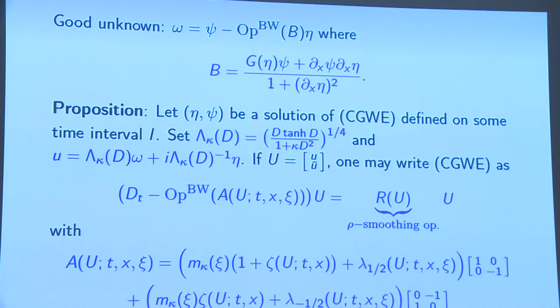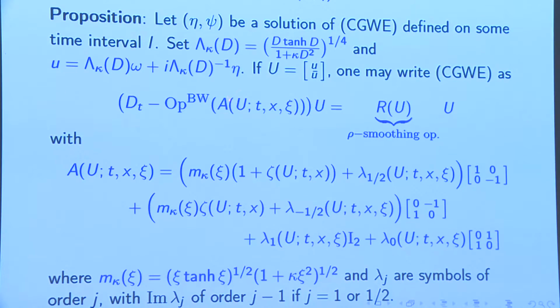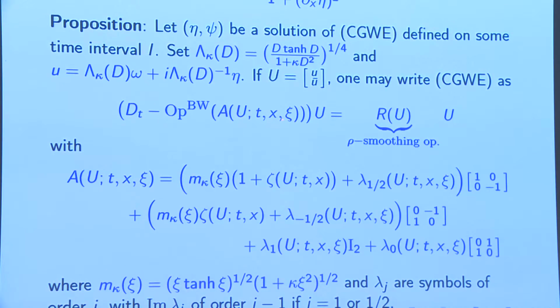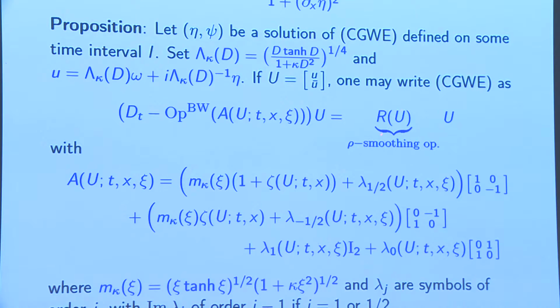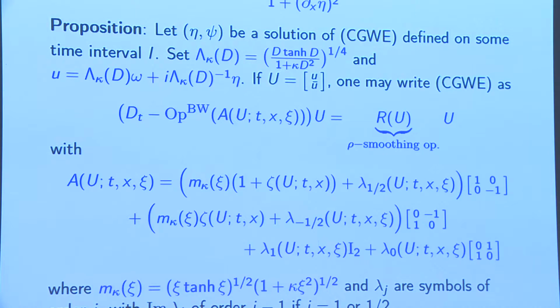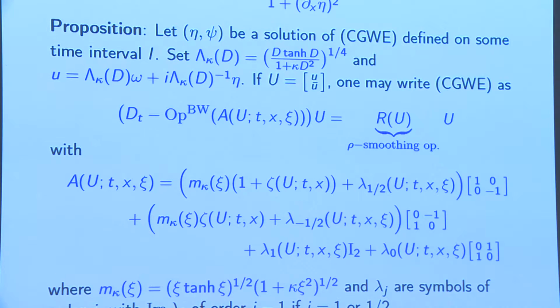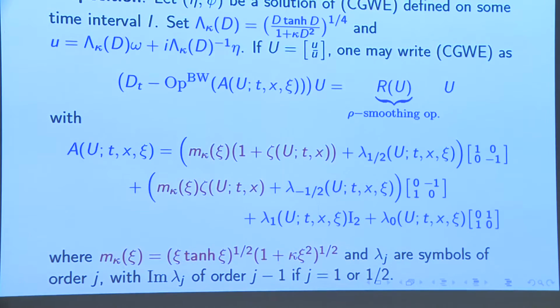So when you do that, you obtain the following. Well, capital Dt minus the operator with symbol, a new matrix of symbols, capital A of u, dx psi, acting on U, equals some smoothing operator R of u acting on U. And now what is important is the information we have on the structure of that matrix A. So A is a matrix of symbols of order 3/2.